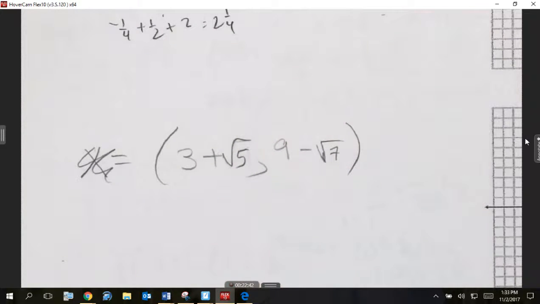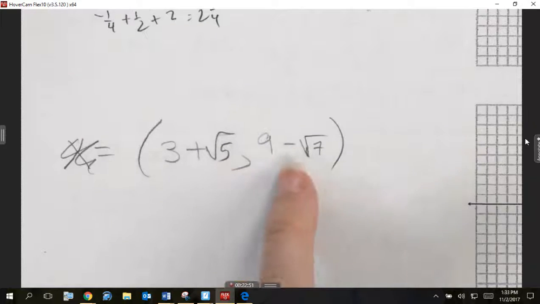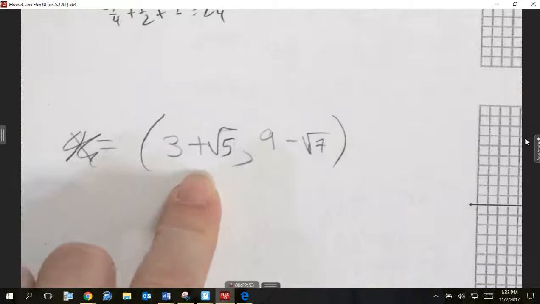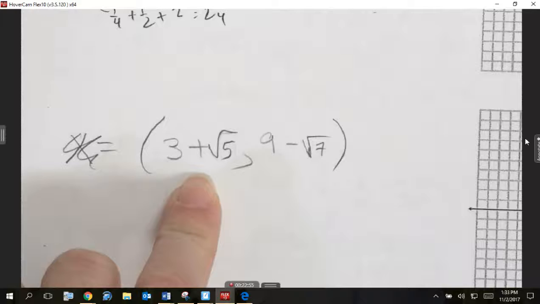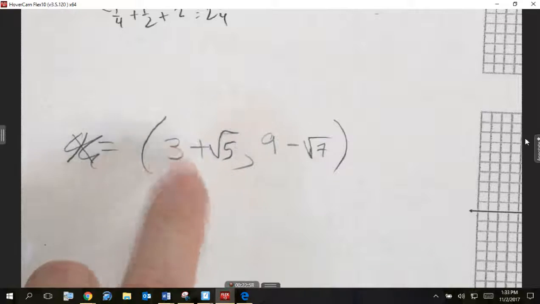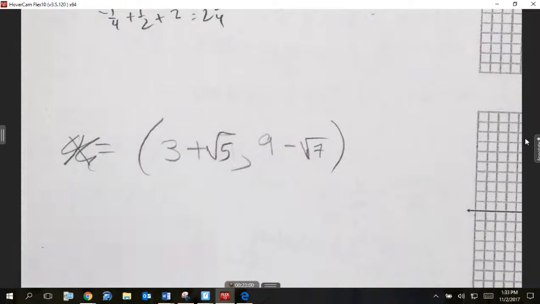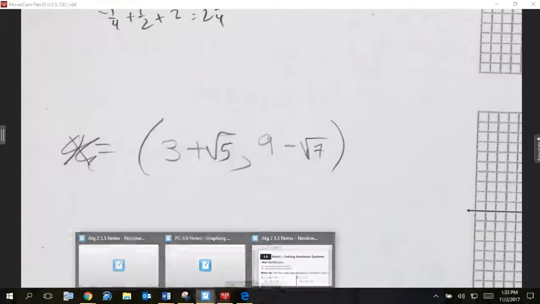So we cannot 100% rely on the calculators. We need to know other methods. Could I graph it and find this answer, you think? If I looked at a graph, would I know that it was at 3 plus radical 5? So we need another method. The packet that I've handed you is the other method. So let's go to those notes.